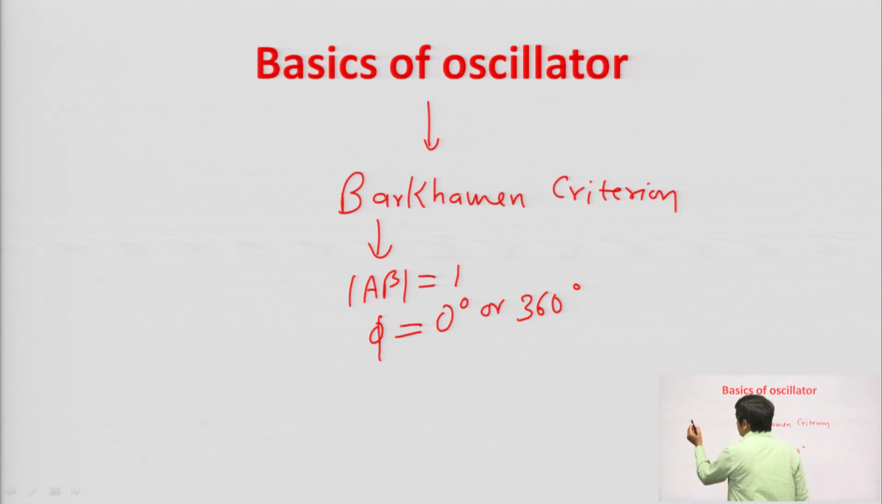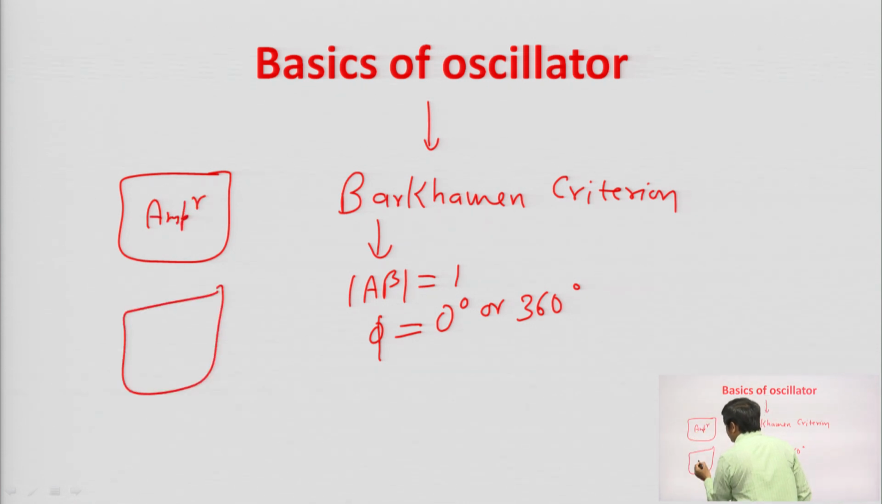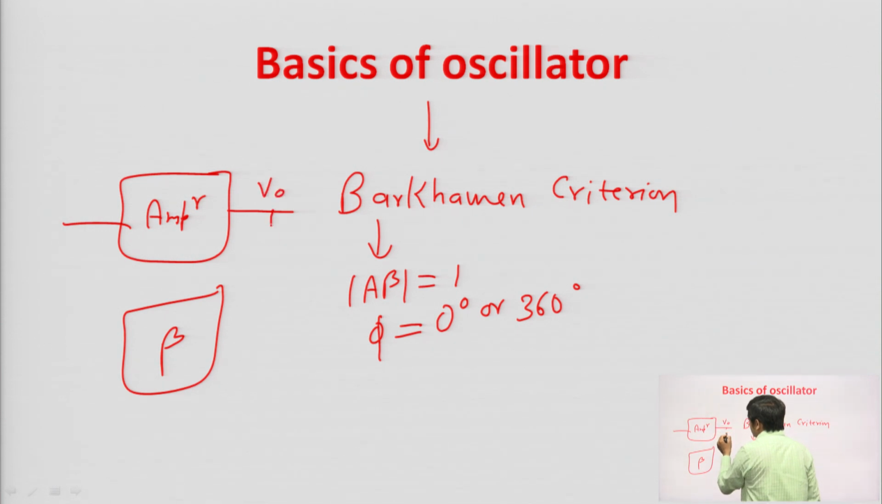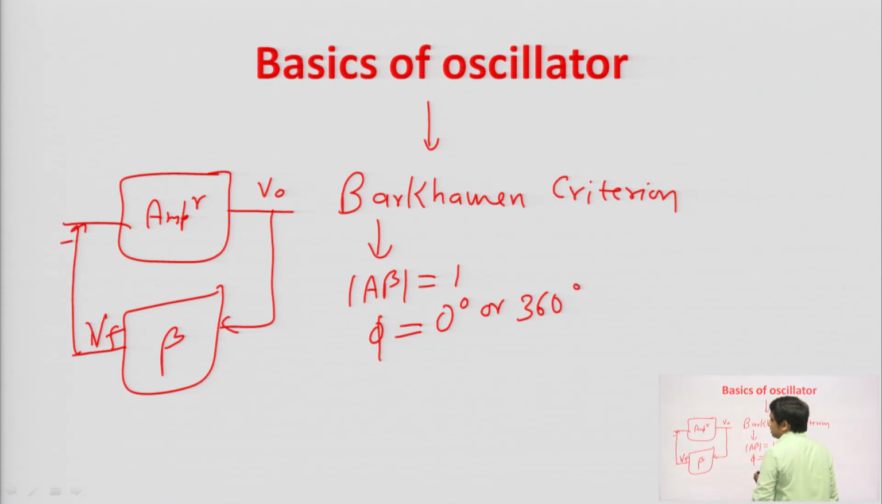There are two important networks, one is your amplifier and another one is your feedback network, that is your beta, fine. So, the total phase shift around the loop means this is your V naught, the output, it goes to the input through this feedback network, and the output of this feedback network is let us say Vf, and it is added to the input signal. So, the total phase shift around the loop should be 0 degree or 360 degree, fine.